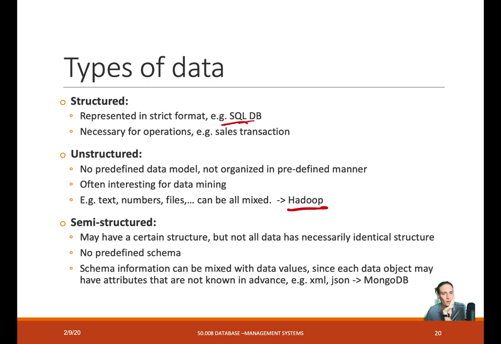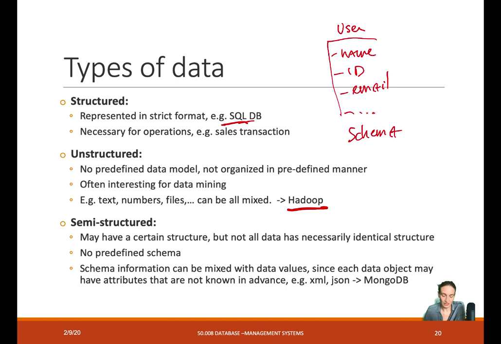There's many solutions. And then we have semi-structured data, which might have a structure, but sometimes the structure is a little bit different. There's no schema. Database schema is what we refer to in SQL if you have a table, let's say user, then for each user you have a name, ID, email, etc. The definition of how your data is going to look like is what we call a schema. So in semi-structured data, these attributes might vary depending on your instance.